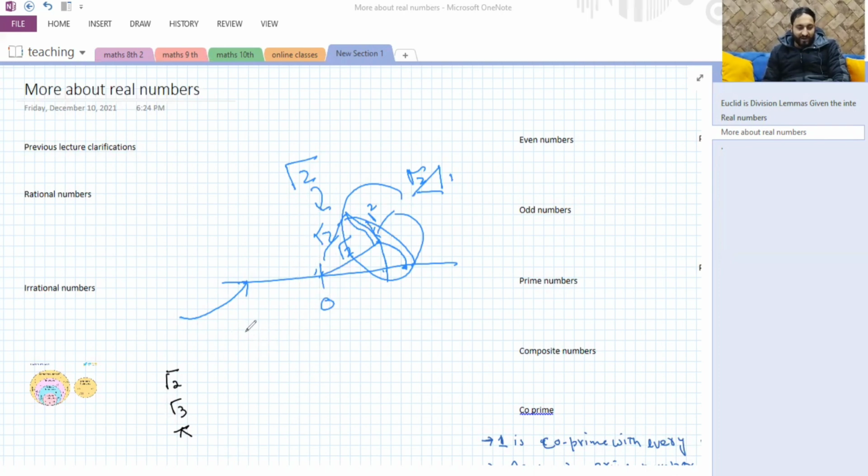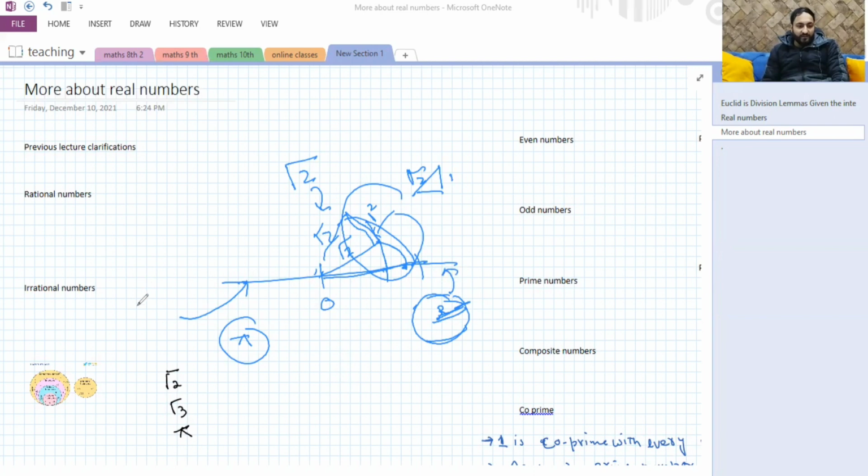There's one more irrational number, pi. How can you represent it on a number line? Take a circle of unit radius, open up the perimeter, and measure it by a thread. Then you can measure that on a number line. So this can also be represented on the number line.